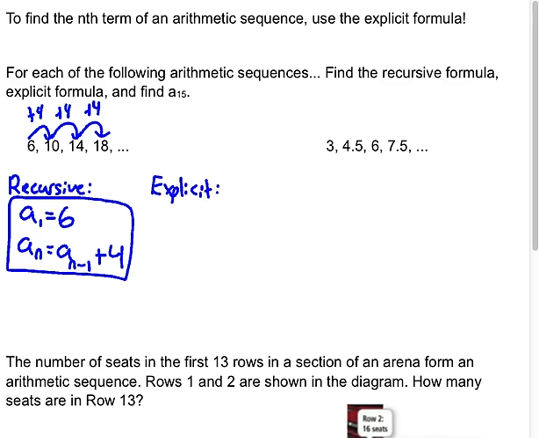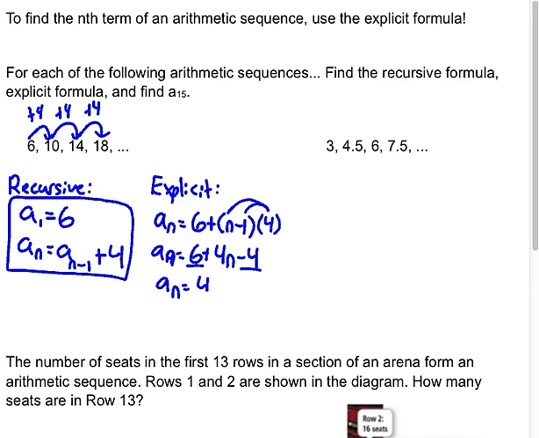My explicit definition. A of n. Now just follow the formula that's on the previous sheet. A1, which is 6. Think of n as your variable. And then my d, that common difference, is 4. And now I'm just going to simplify this like the equation of a line. I'm going to distribute the 4. So I have 4n minus 4. Combine those. Oh, so a_n equals 4n plus 2.